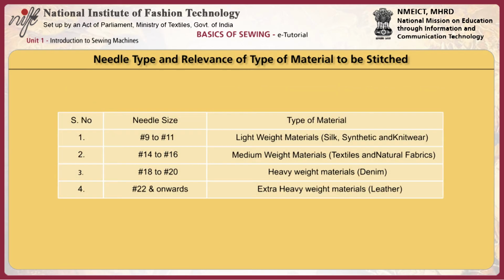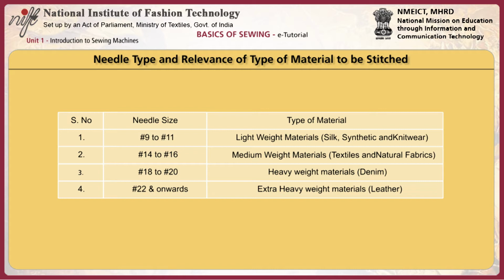Needle type and relevance of type of material to be stitched. Needle size 9 to 11 can be used for lightweight material like silk, synthetic or sheer fabric, or transparent material, georgette, chiffon, etc.